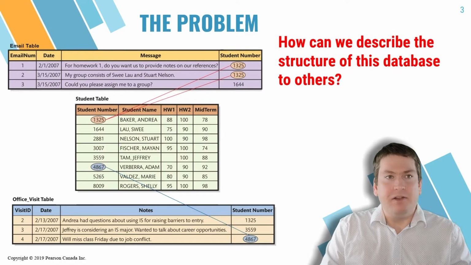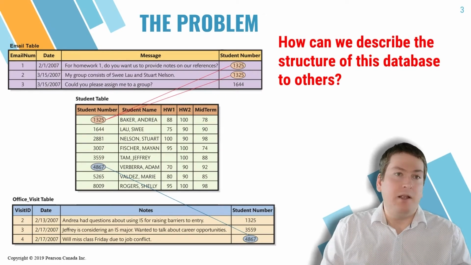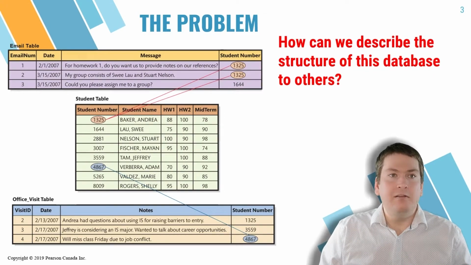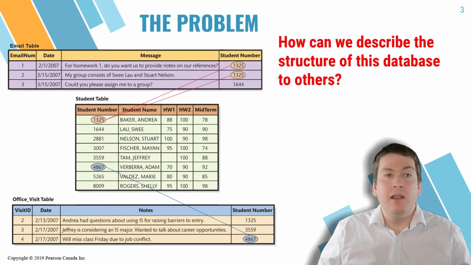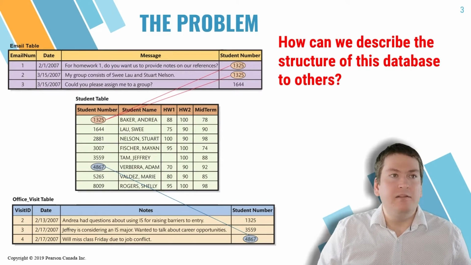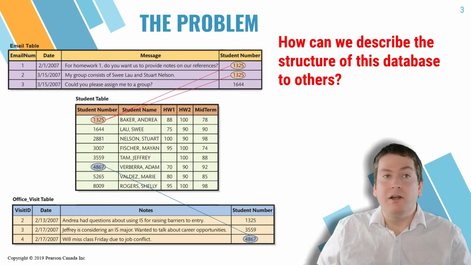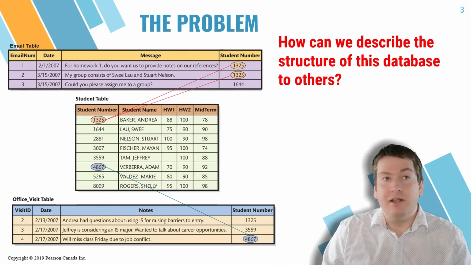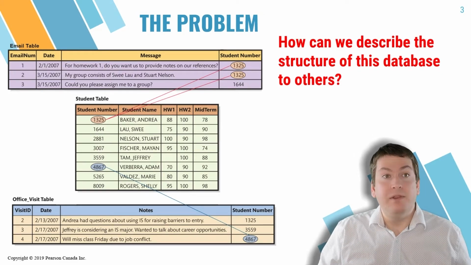You might remember this example from the database lectures. This is a database that might be used by a professor to track their students, their grades, as well as emails they've sent them, and office hours visits they've had. One problem we might have is, while we're developing this, or maybe while we want to share the structure of this with someone else, how could we share that information with them? How could we describe this database's structure?